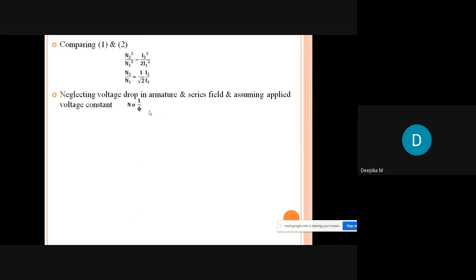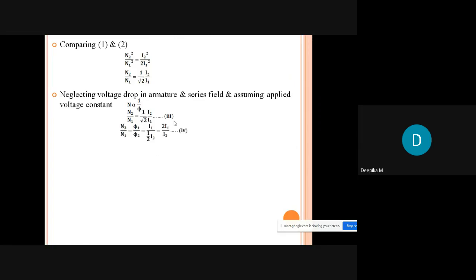N is proportional to 1 by phi, because we know that N is proportional to V minus IaRa by phi. The IaRa drop is very small with respect to the voltage, so we have neglected that term. And here we are assuming that the applied voltage is constant, hence speed is inversely proportional to flux. Again, flux is proportional to the current, hence we can write N2 by N1 is equal to 1 by root 2 into I2 by I1. Let this be equation 3.